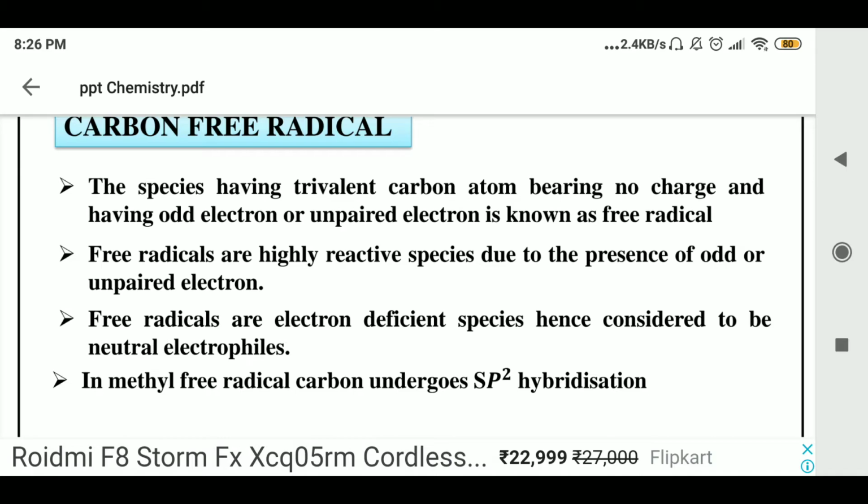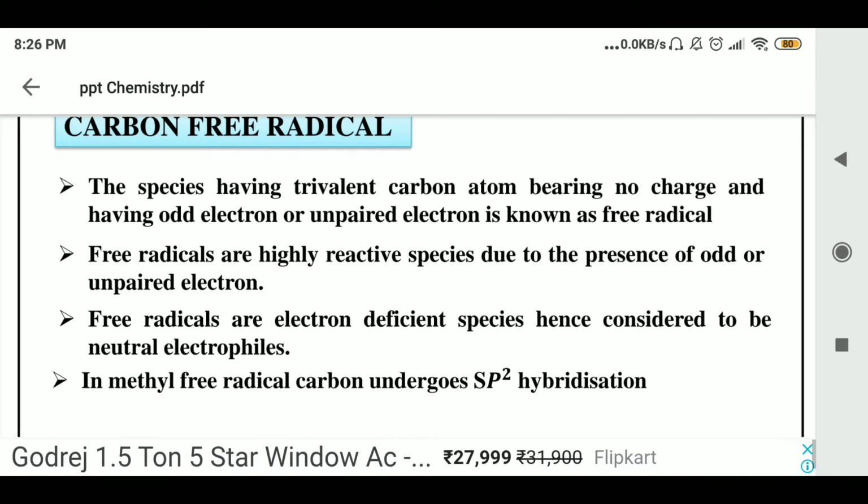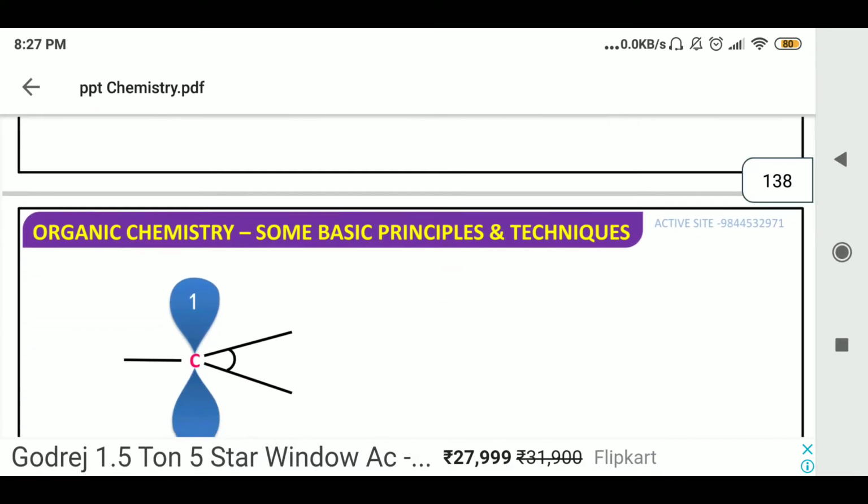As we all know, those species which have unpaired electrons always have a tendency to react easily. That is why they are known as highly reactive species. And these free radicals are electron deficient species, hence considered to be neutral electrophiles also. In methyl free radicals, carbon undergoes sp2 hybridization.